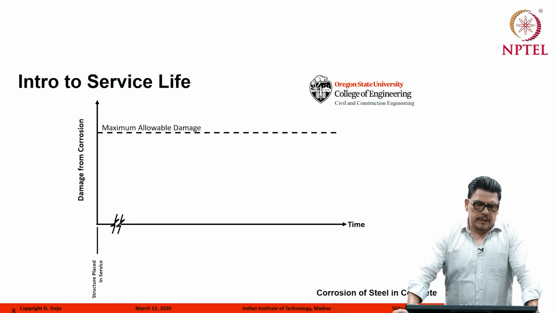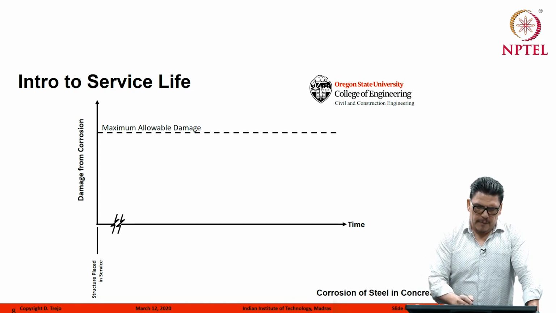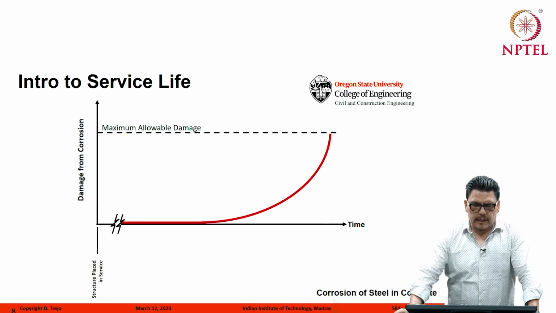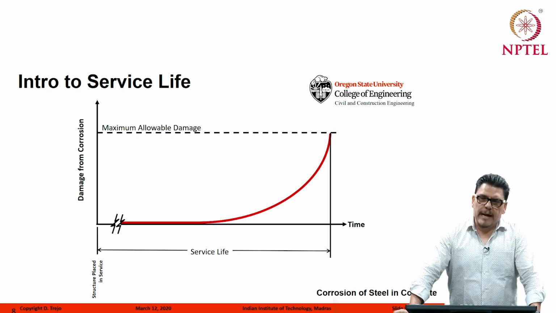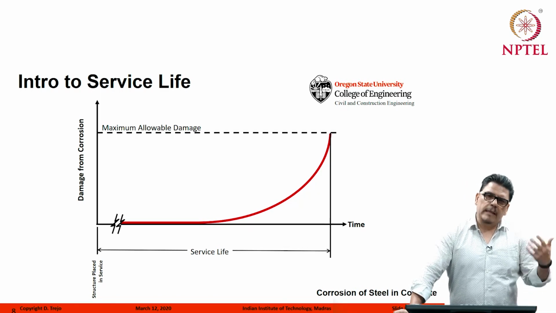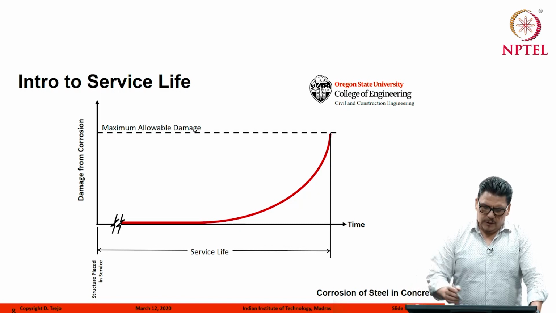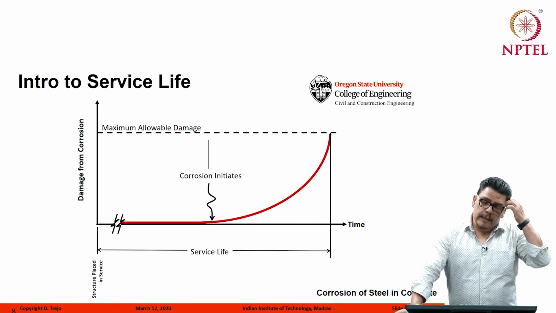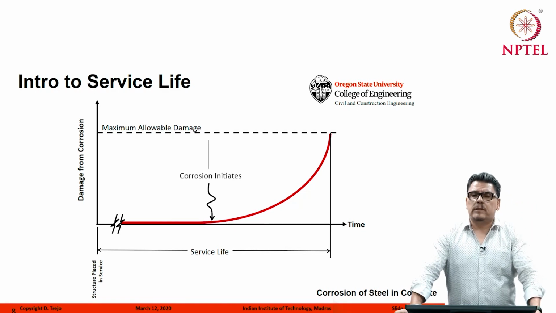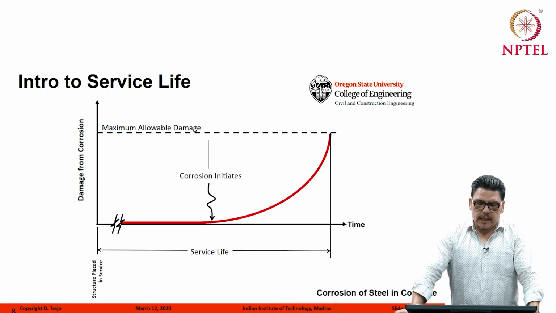If we look at the damage as a function of time, when you construct something, we have no damage, and then with time, it increasingly increases. And so you can see here there's some maximum allowable damage, and we call that the end of our service life. What's critical for us, especially when we're looking at chloride-induced corrosion, is that at some point in the structure's life, corrosion starts, it initiates.